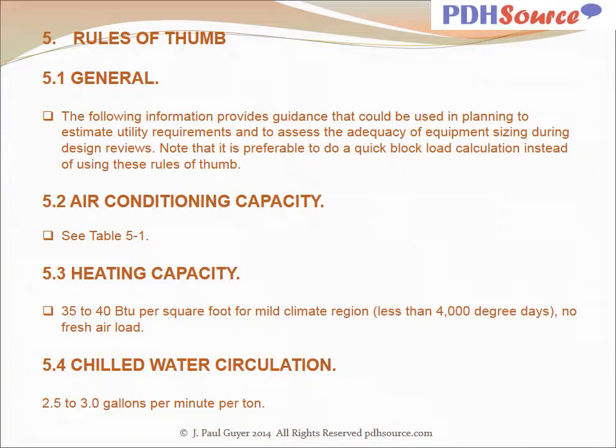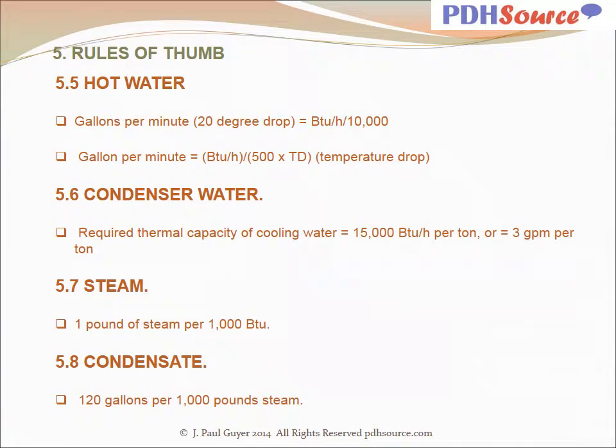For heating capacity, 35 to 40 BTUs per square foot for mild climate regions, less than 4,000 degree days, and no fresh air load. Chilled water circulation, rule of thumb, 2.5 to 3 gallons per minute per ton. Hot water requirements, gallons per minute, assuming a 20 degree temperature drop, BTUs per hour divided by 10,000. Gallons per minute, BTUs per hour divided by 500 times the temperature drop.